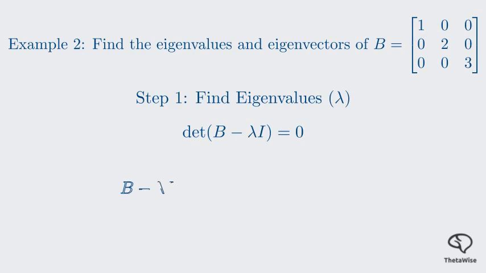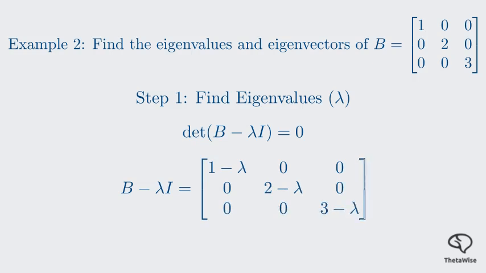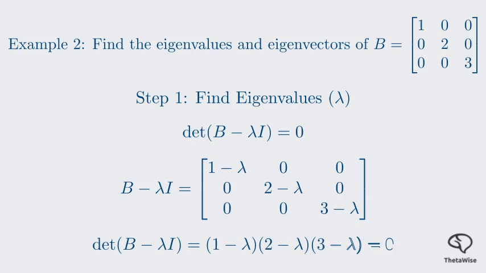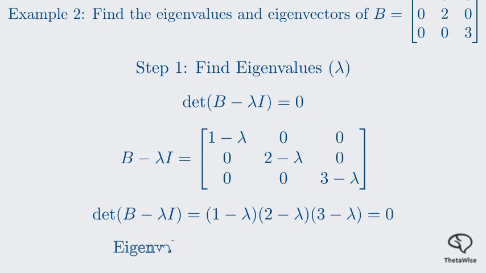The matrix B minus lambda I is [1 minus lambda, 0, 0; 0, 2 minus lambda, 0; 0, 0, 3 minus lambda]. This is a diagonal matrix. The determinant of a diagonal matrix is simply the product of its diagonal entries. So we have (1 minus lambda)(2 minus lambda)(3 minus lambda) equals 0. This equation is already factored, so we can immediately see the eigenvalues are lambda equals 1, lambda equals 2, and lambda equals 3.